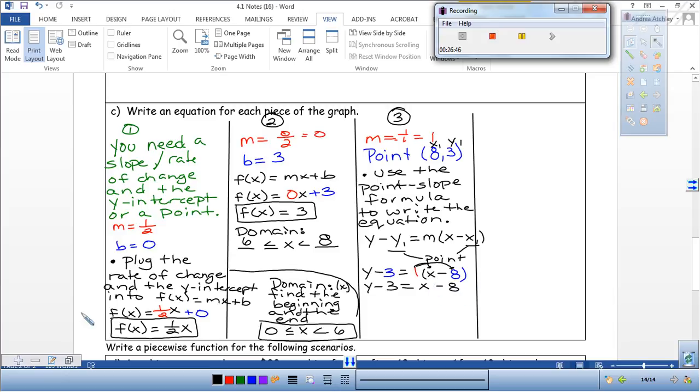Okay, I'm going to get that y by itself, so you're going to add the 3 to both sides. And you're going to get y equals x minus 5. And there you go. That's the equation of that line. Any questions over that? Okay, we're not quite done because we need to find a domain.